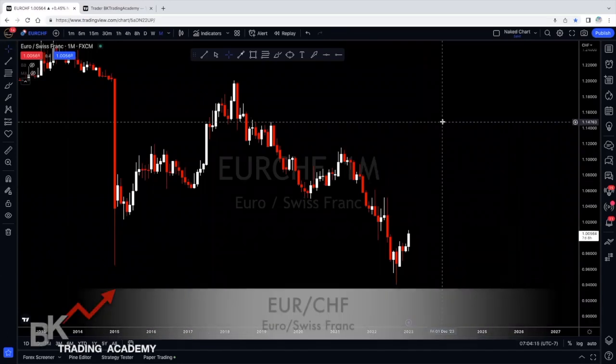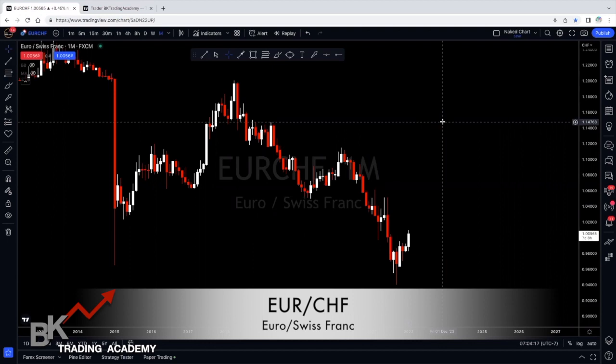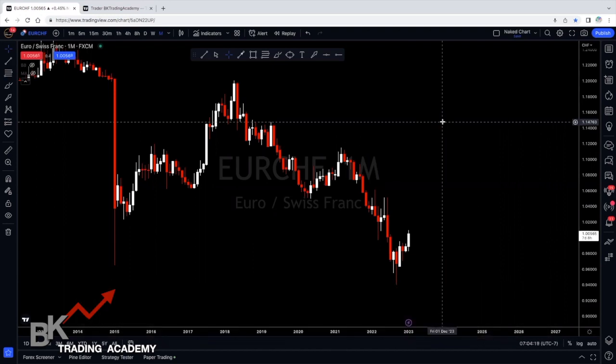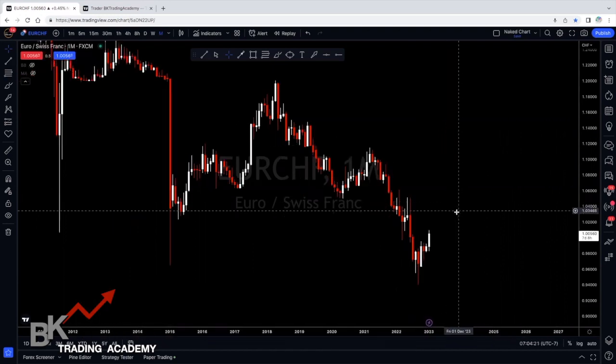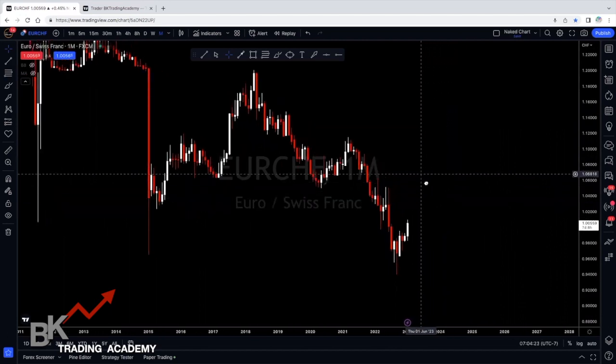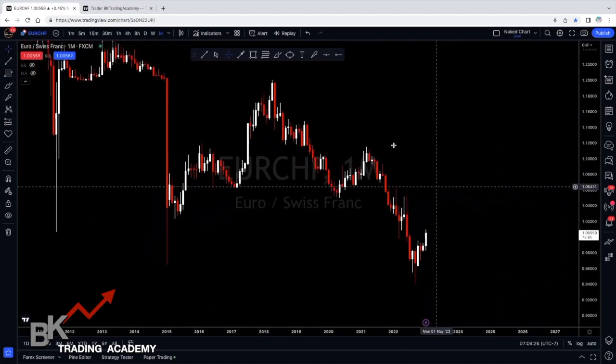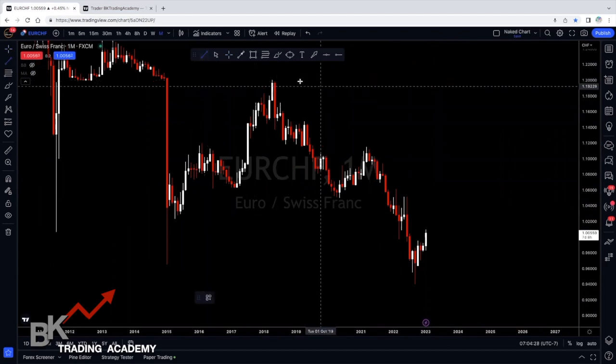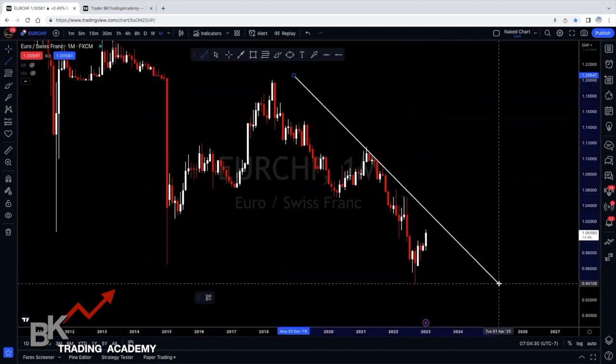Let's hop into EURCHF. I have an awesome technical and fundamental analysis for you guys and want to show you how to approach this pair. So right now I'm on the monthly time frame. What you'll see here is that the price is in a downtrend. We can simply define that just with our naked eye and also with the trend line.